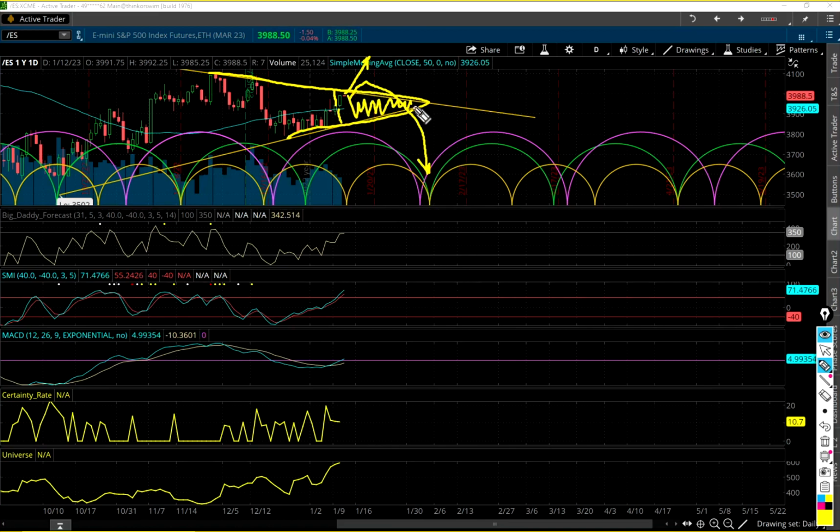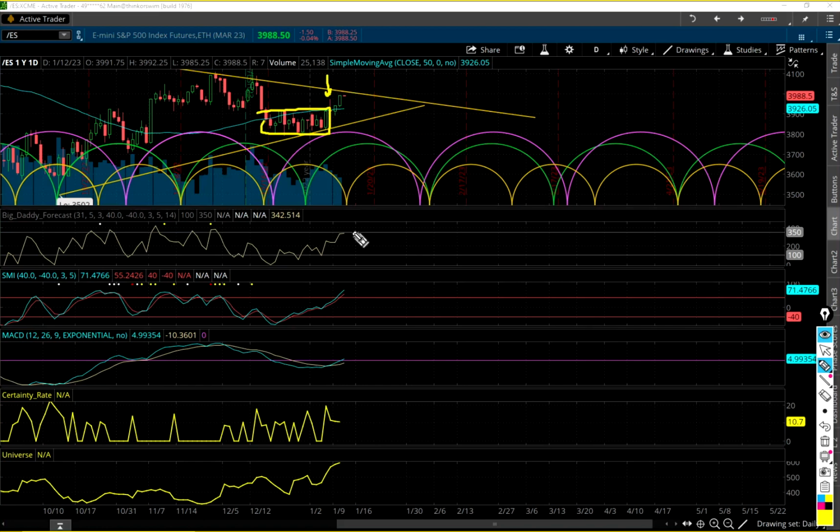That's what this story's telling me right now. All right. So I hope that gives you an idea of how I use the certainty rate in collaboration with other data to have the confidence, after all that chop in there, to know that this was the day to make the trade.